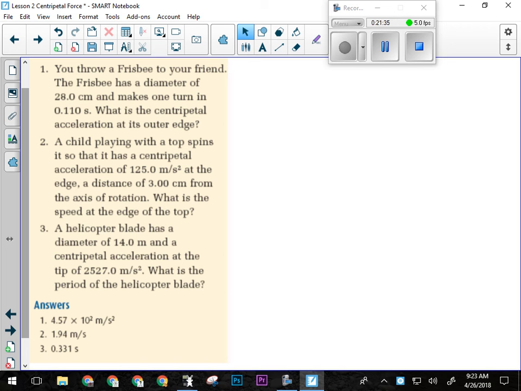All right, so a top, you spin it and it just spins around and around. It's kind of a cone shape. It has a centripetal acceleration of 125 meters per second squared at the edge, which is 0.03 meters, 3 centimeters from the axis. What's the speed at the edge of the top? So we got A equals V squared over R.